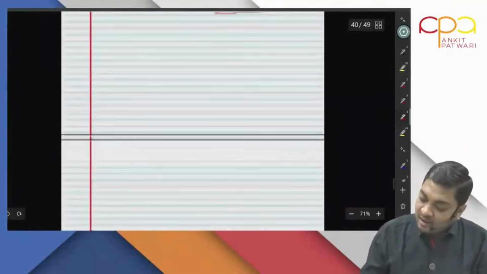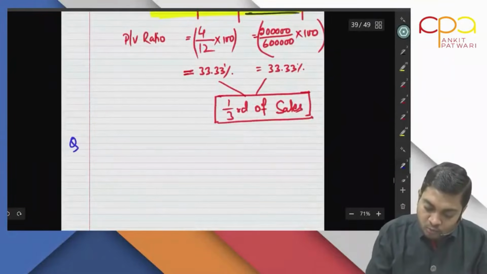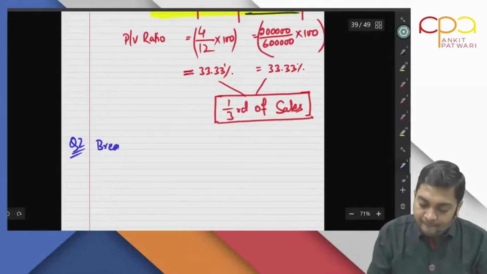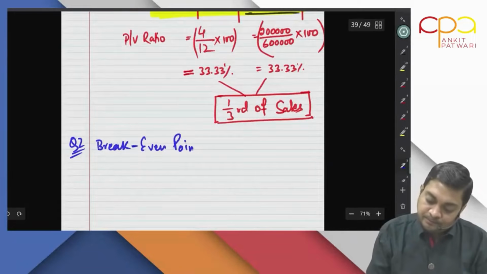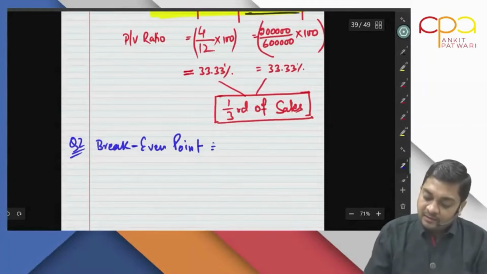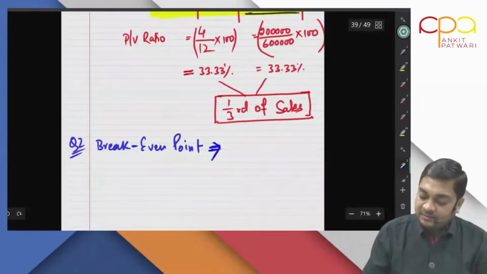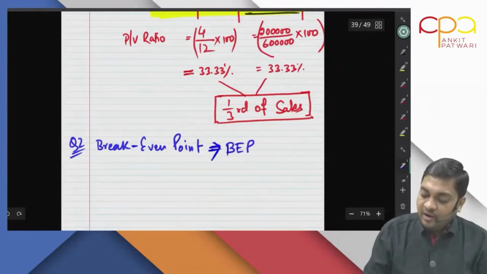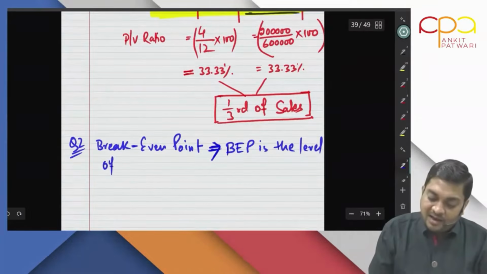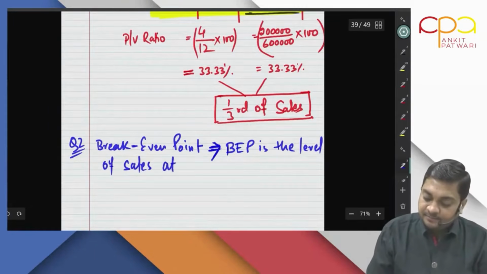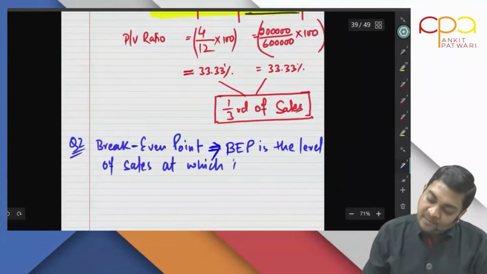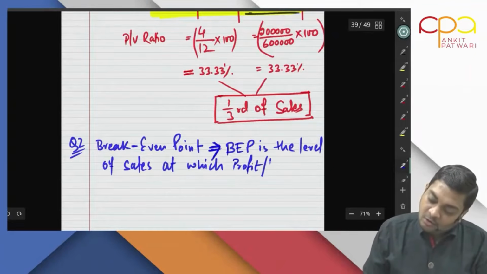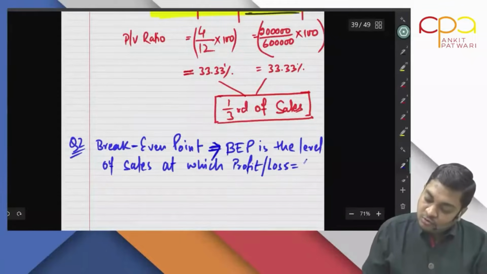Our next topic of discussion will be question 2. Break even point. Right? So basically, break even point is the level of sales at which profit or loss is equal to 0.